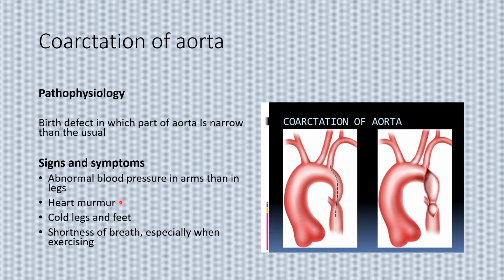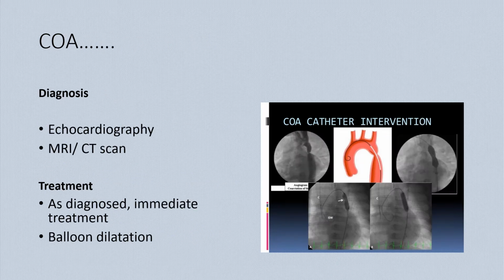A heart murmur can be audible. There would be shortness of breath, especially when the child is running or doing some activity. Coarctation of aorta is diagnosed on echocardiography. Very rarely MRI or CT scan is required. Once diagnosed, immediate treatment is required because the blood pressure of the child is abnormally high.